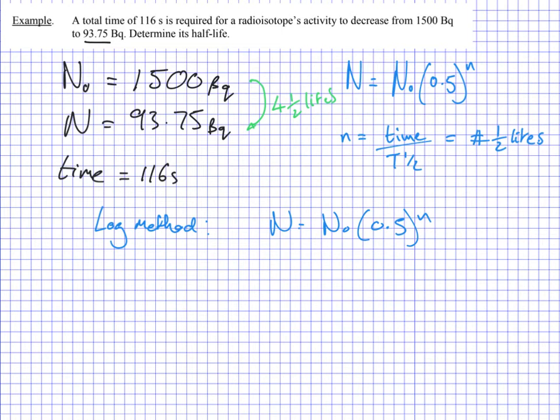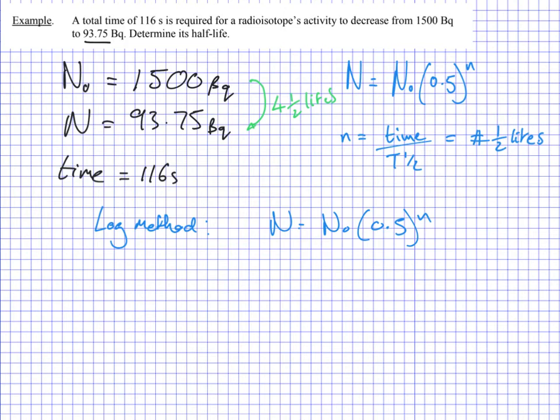Okay, so the log method. The aim of the log method is to bring down the exponent, because we have a kind of complicated exponent in that it's a fraction. So if we can bring it down into the normal level on our algebra, then we can expand it and we can solve for whichever part we want to solve.